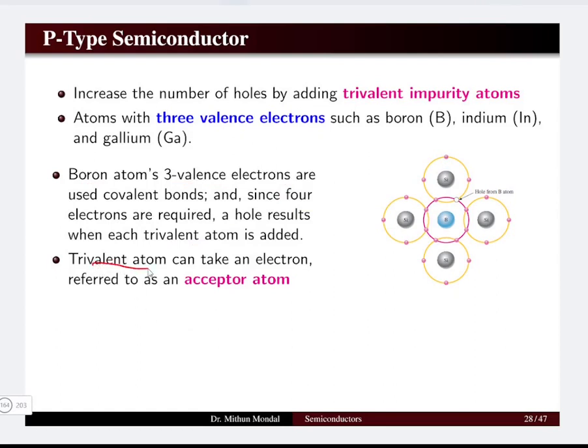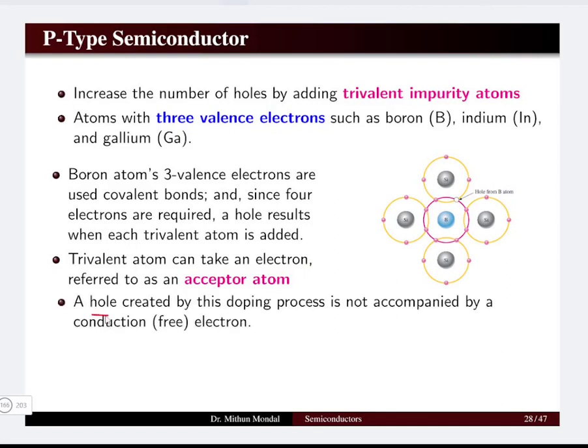Since the trivalent atom can take an electron, it is referred to as an acceptor atom. In the previous discussion for N-type, we have seen that pentavalent are donor atoms. So trivalent are basically acceptor atoms because an electron is being taken to form the hole. Now the hole which is created during the doping process is not accompanied by a free electron. In the previous discussion for N-type, no extra holes are created. Here no extra electrons are created. So only the presence of holes will lead to the conduction process.